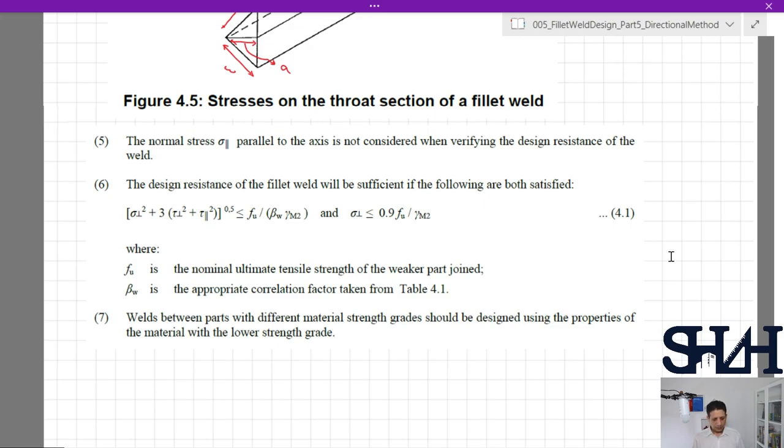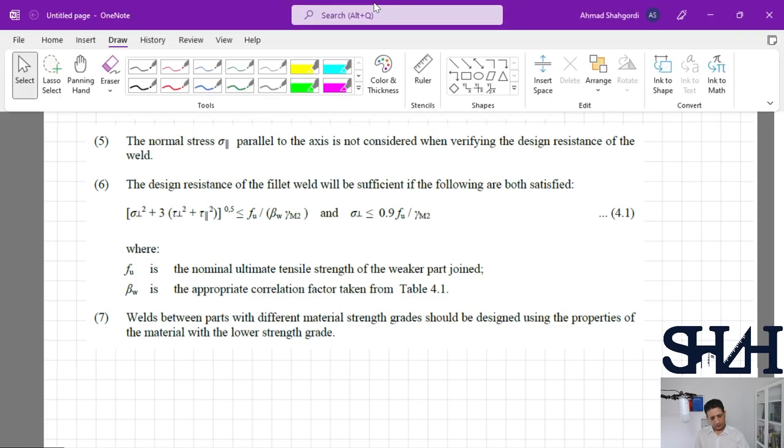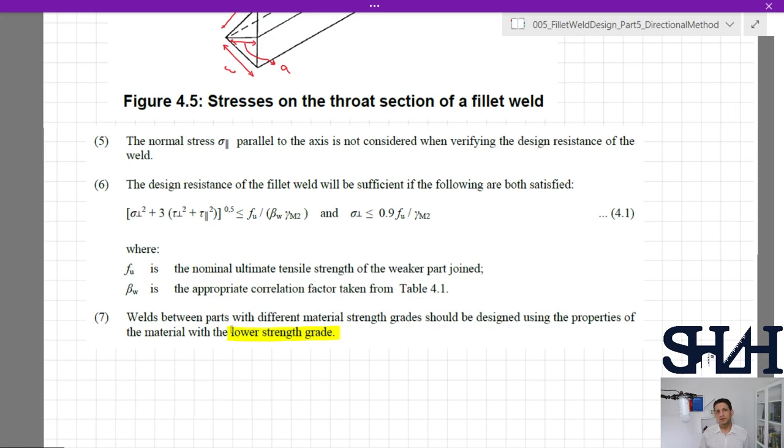The design resistance of the fillet weld will be sufficient if the following are both satisfied. By calculating sigma perpendicular, tau perpendicular, and tau parallel, we can check these two equations. Typically, the first one is governing if the weld has the same leg sizes. fu is the nominal ultimate tensile strength of the weaker part joined, and beta w is the appropriate correlation factor taken from table 4.1. Welds between parts with different material strength grades should be designed using the properties of the material with the lowest strength grade. It means that if you have S235 connected to S355, then the weaker material is taken as the governing material for calculation of the weld.